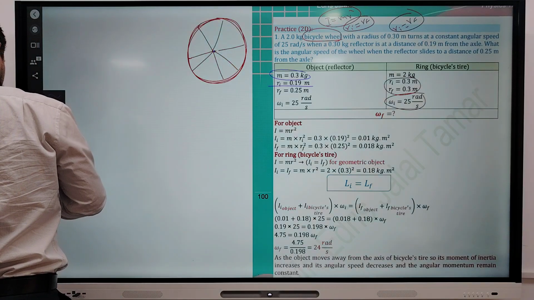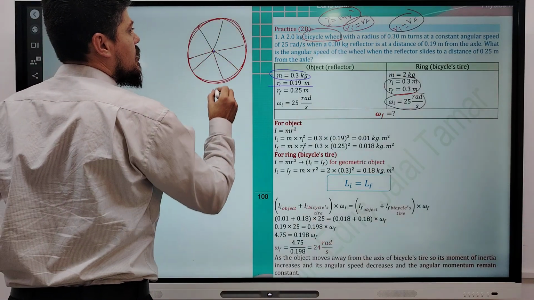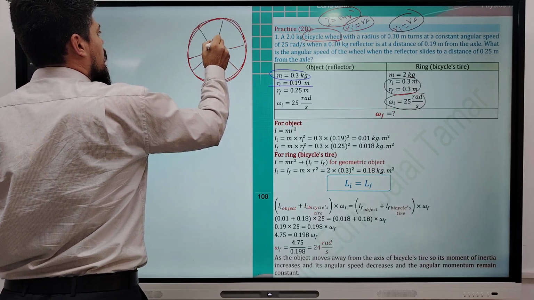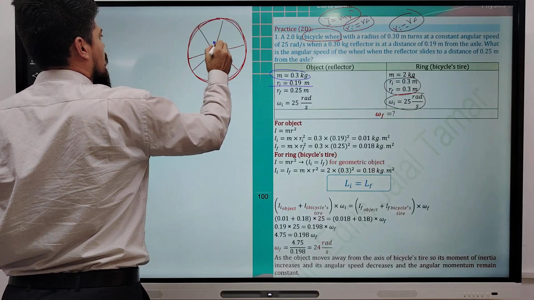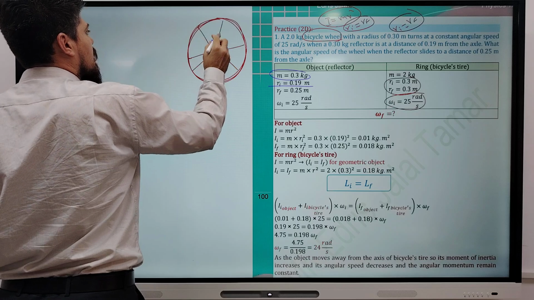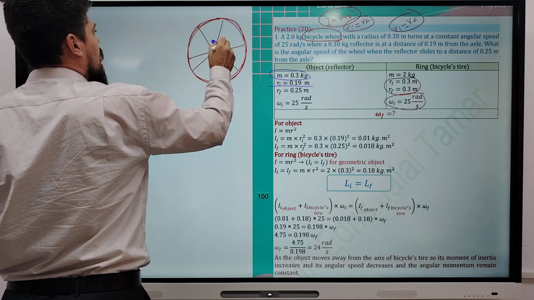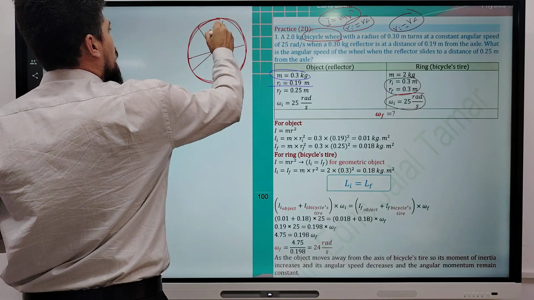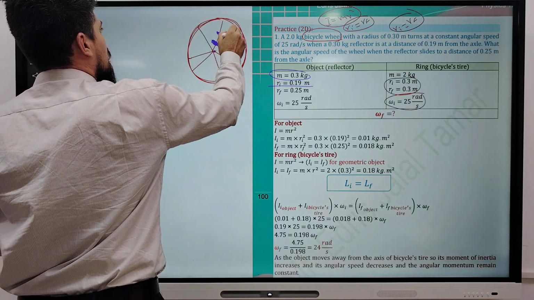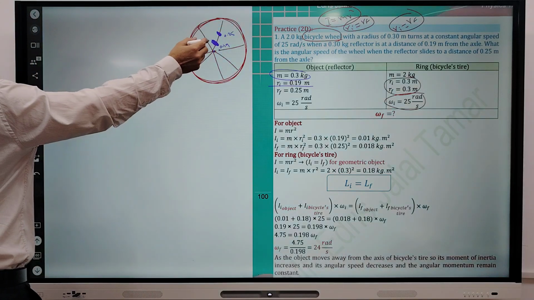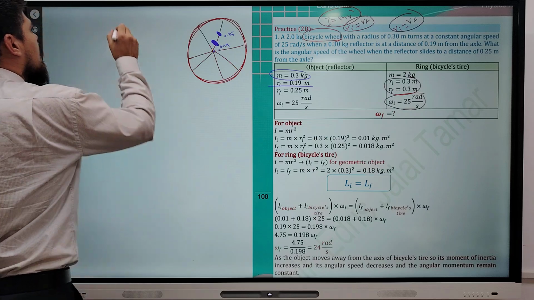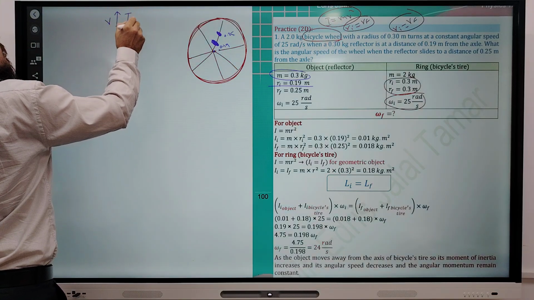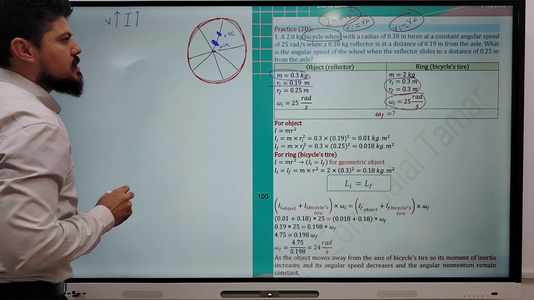The reflector is at a distance R initial here. Okay, this is R initial, from 0.19 to 0.25. What happened to the radius? R increases. So the moment of inertia also increases.